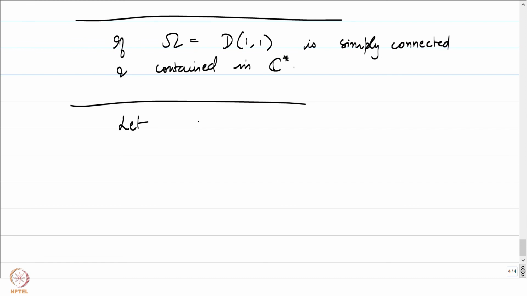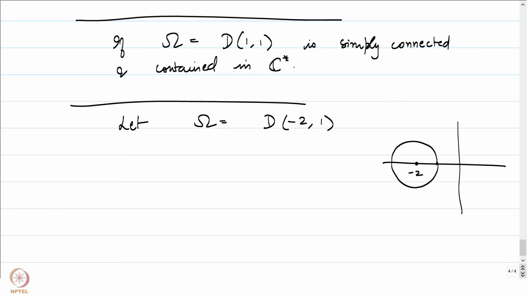Let omega be equal to D(-2, 1). This is the circle of radius 1 around, say, minus 2 here. So we are looking at this circle, and here if you carefully look at the capital L log function, that's not a continuous function. So in particular, you will not be able to realize the capital L log function as a holomorphic branch on this particular domain. So where we are looking for the branch of the complex logarithm matters quite a lot.